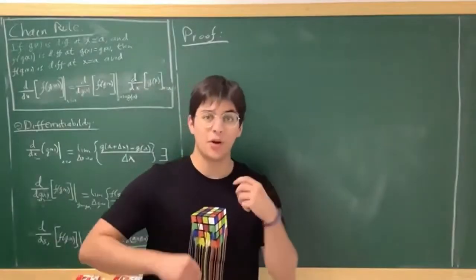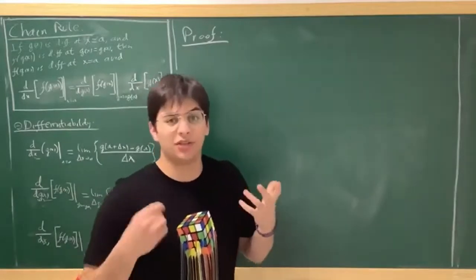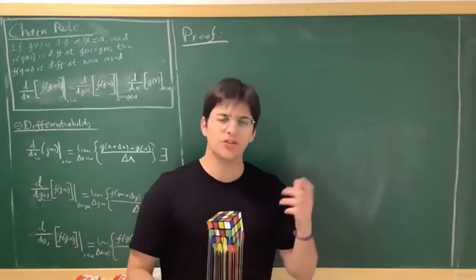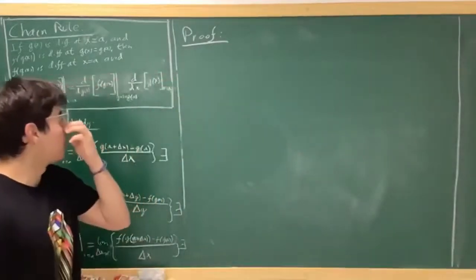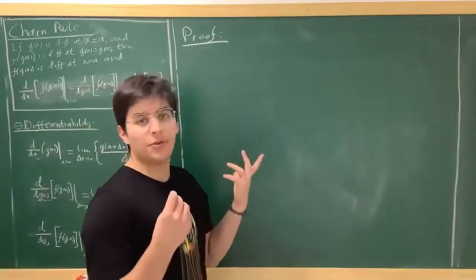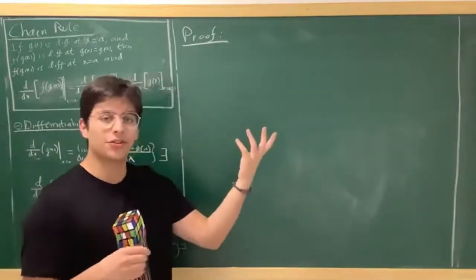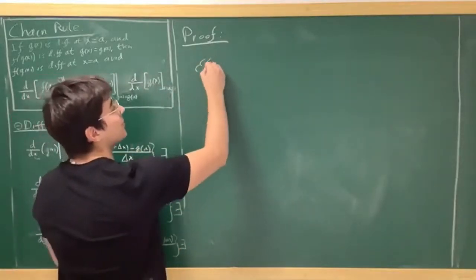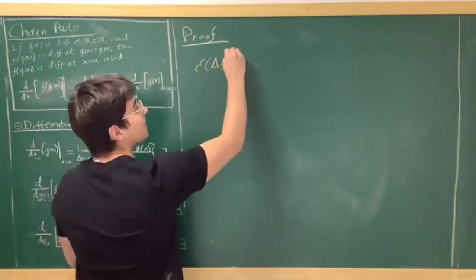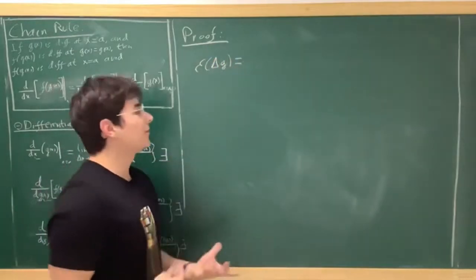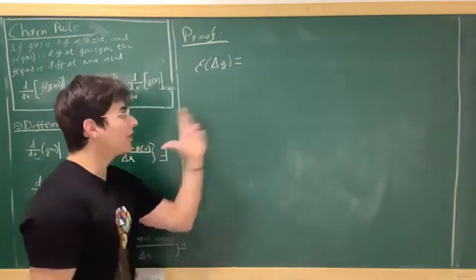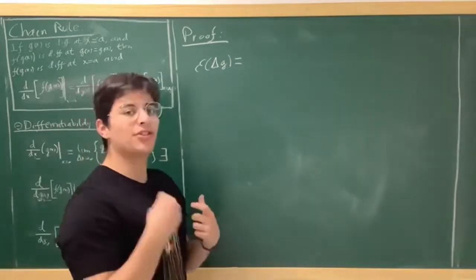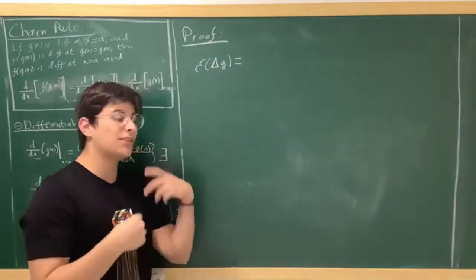Okay, so now that we've made some comments on the notation and what we're dealing with, let's just get on with the proof. So, what's the first thing that we are going to be doing? Well, we're going to be defining a function, and we're going to give it this name. We're going to just call it epsilon of the increment in g. And how are we going to define this function? Well, we're going to define it as the approximation of the derivative.